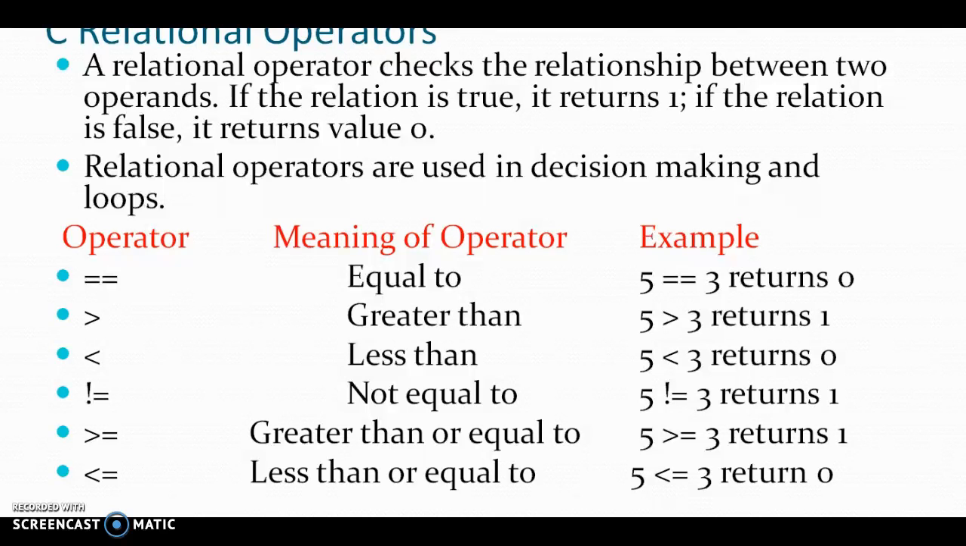Okay, so greater than: 5 greater than 3 returns 1, and less than: 5 less than 3 returns 0. Then not equal to, greater than or equal to, less than or equal to. So these all are the relational operators.